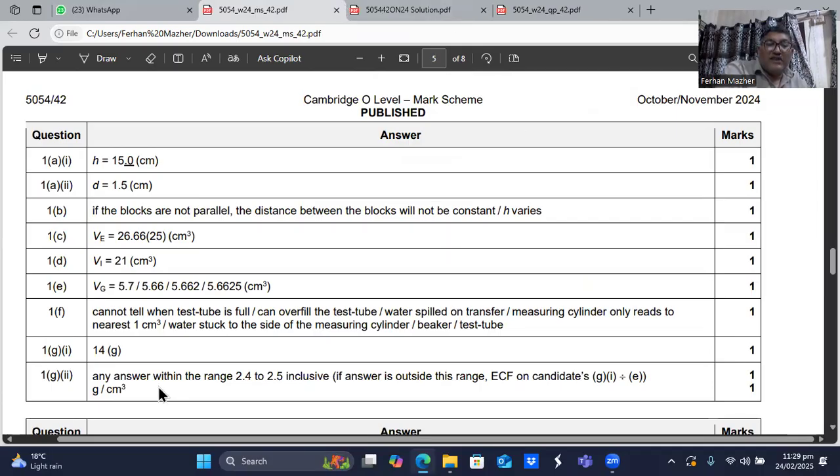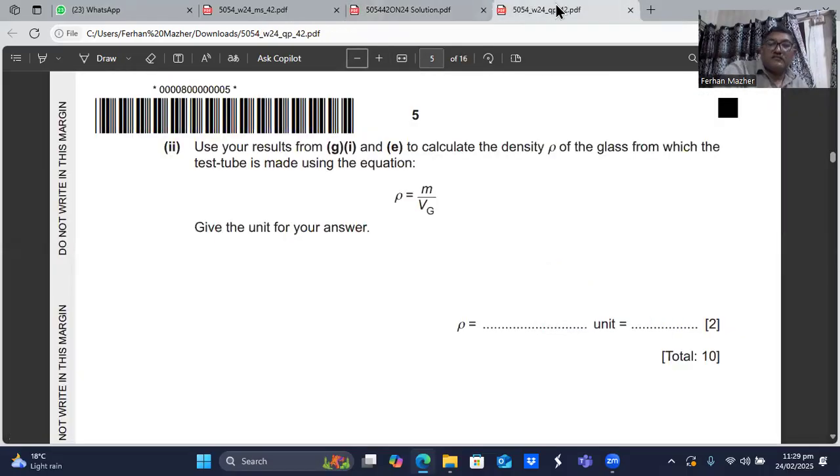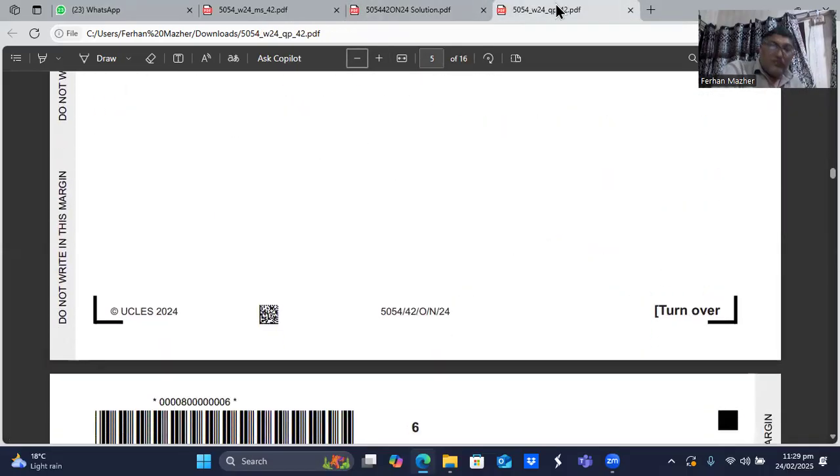So our answer is right, sir. This is the G part. So that was question number 1. So we are going to the next question.